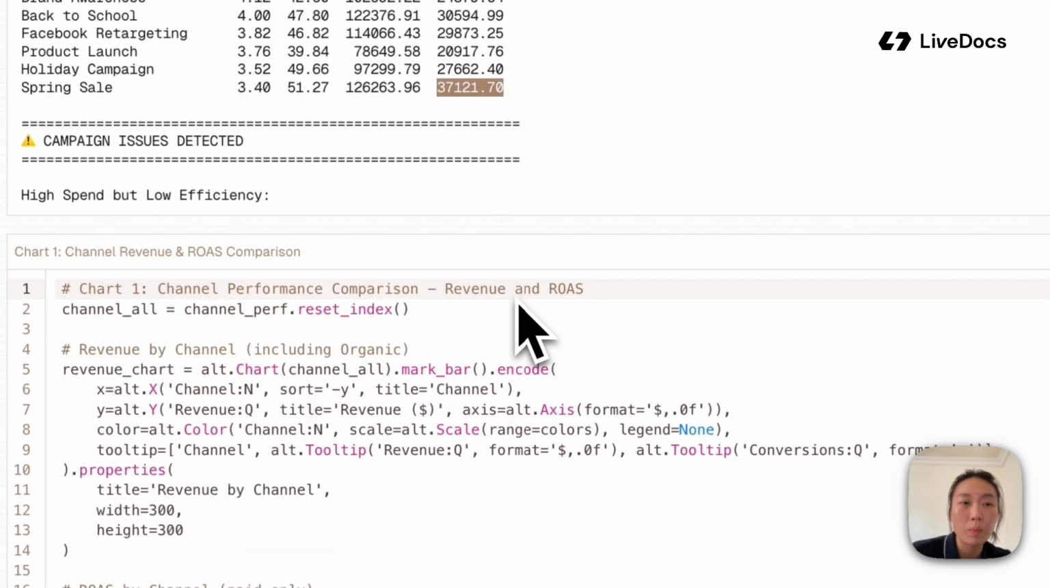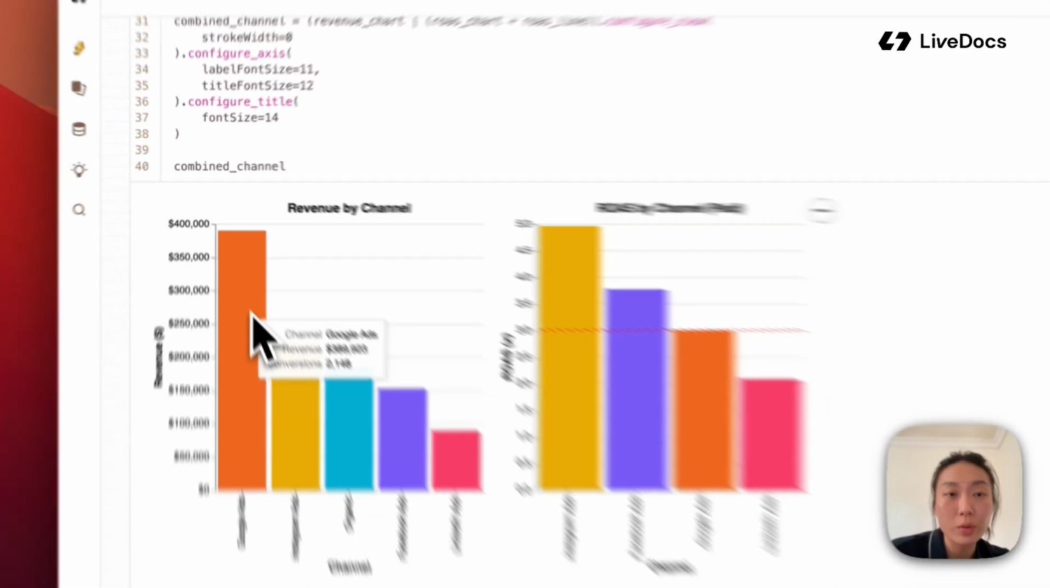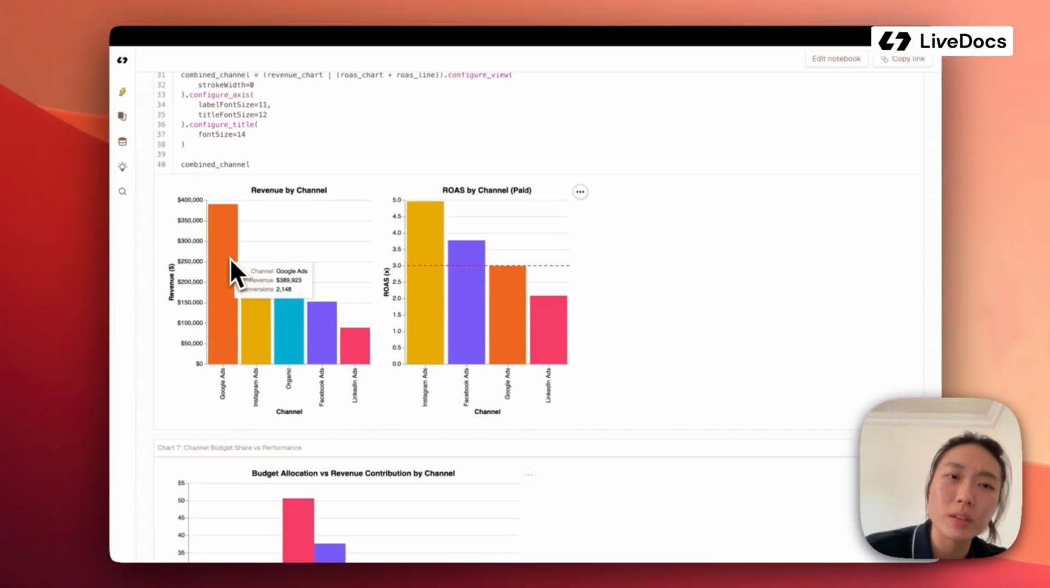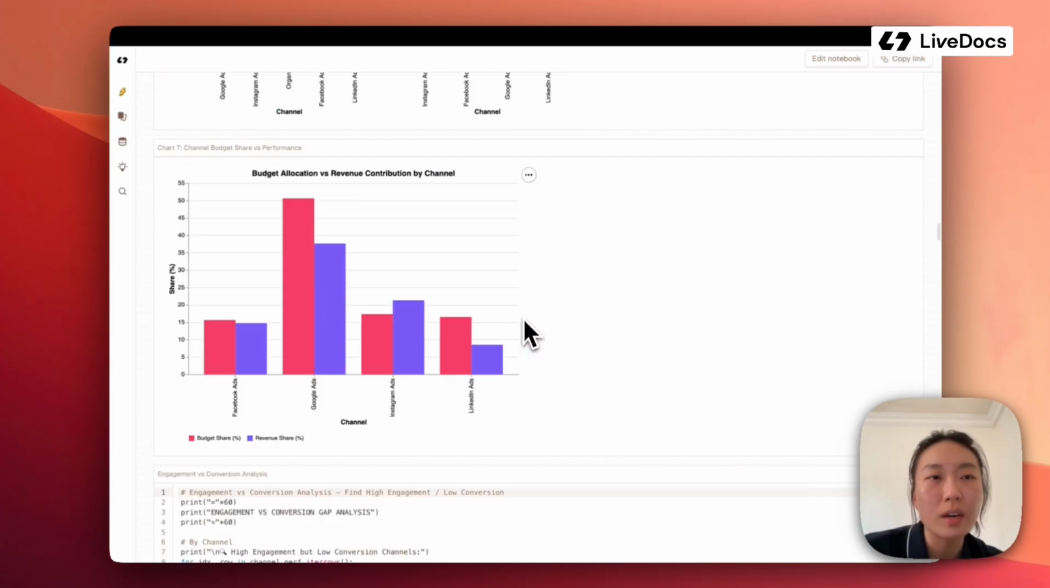So as you can see from the chart, Google Ads has the highest revenue, and conversion is about 2,148, and Instagram ads is in second place. And for return on ad spend, Instagram ads has the highest, Facebook ads is second, and Google Ads is third place. And then the channel budgets and performance.